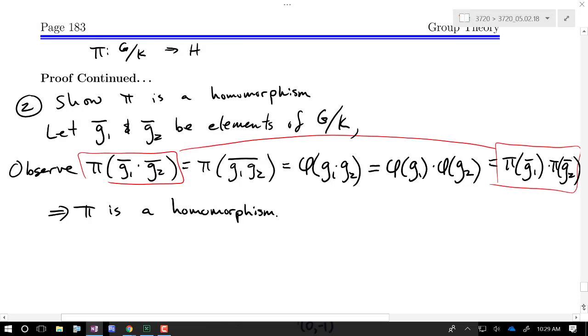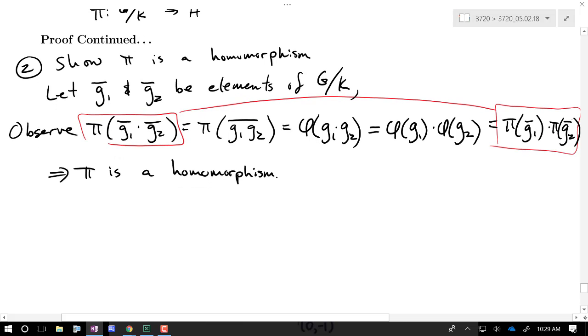All right, so 1 down, 2 to go. We know pi is a homomorphism now. Let's show that pi is injective, or 1-to-1. Note that in our assumption about phi, phi need not be 1-to-1, right? The only thing we know about phi is that it itself is surjective, but it need not be 1-to-1. So we're going to show that pi is 1-to-1.